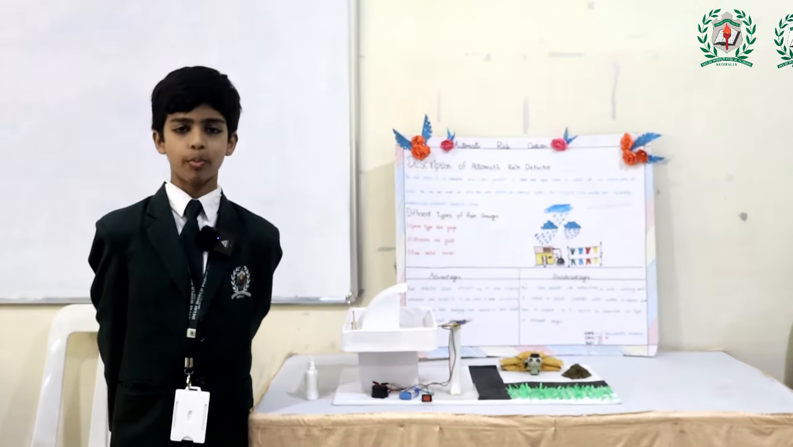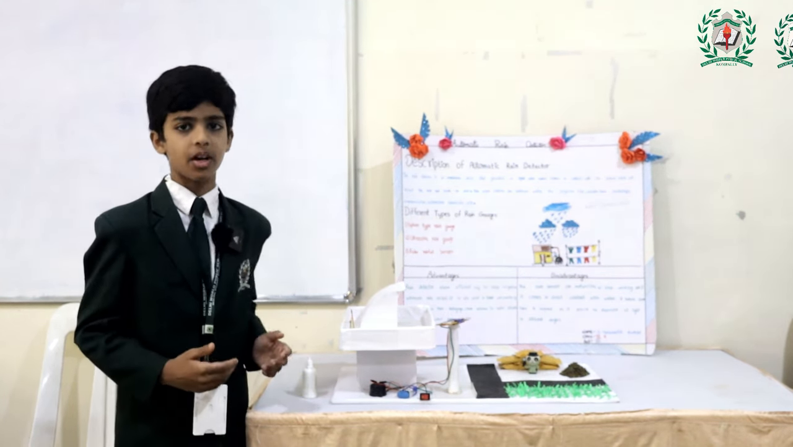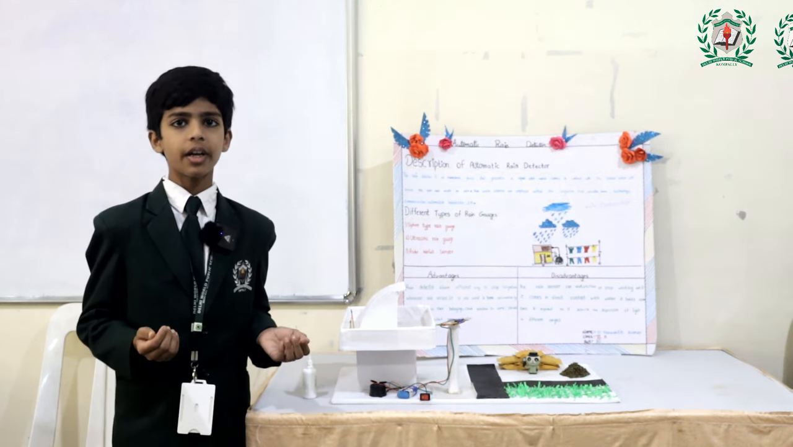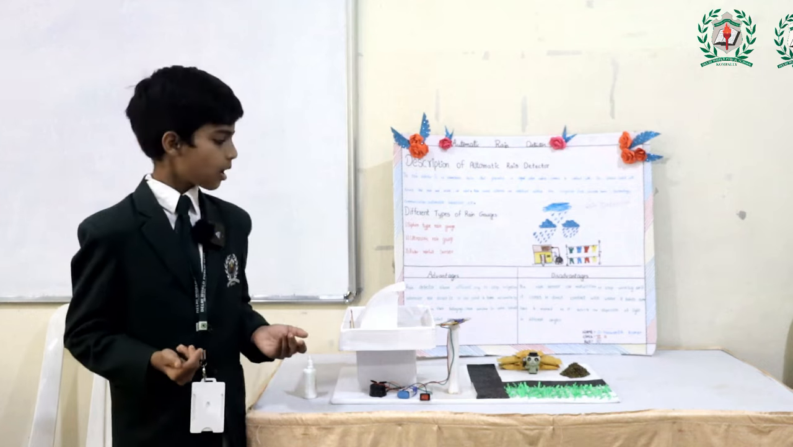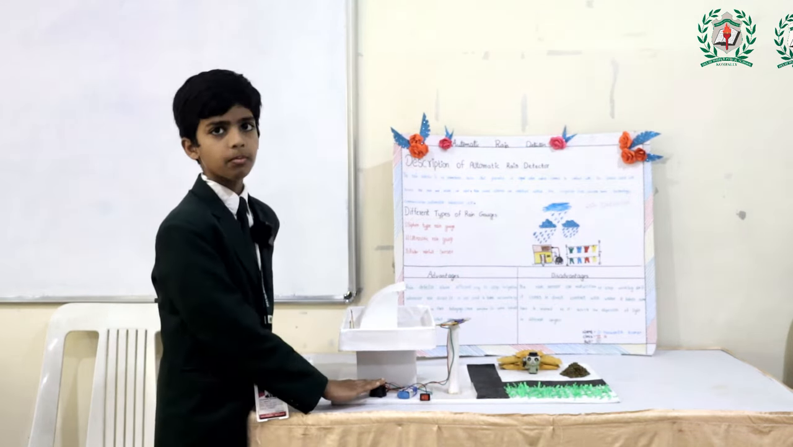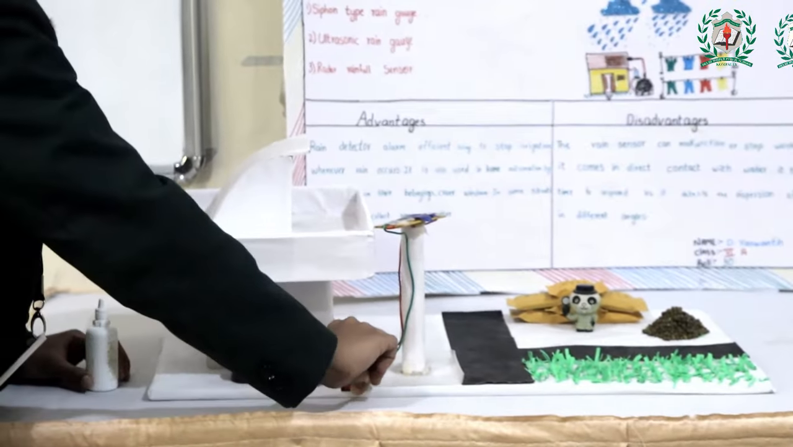Today my topic is about the automatic rain detector. The rain sensor is located behind the windscreen near the rearview mirror. It consists of LEDs that beam infrared light and a control photodiode, where the light reflects back onto the photodiode. This is the rain sensor, which is connected to this buzzer. It makes a sound when raindrops fall on this rain sensor.